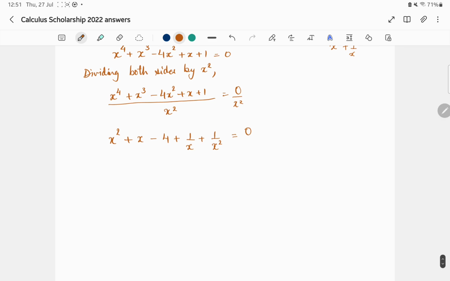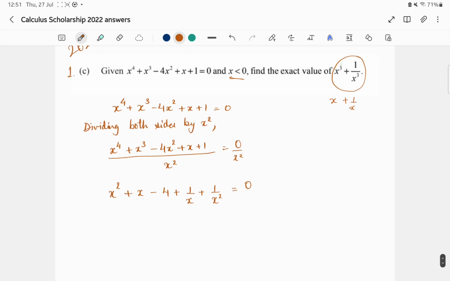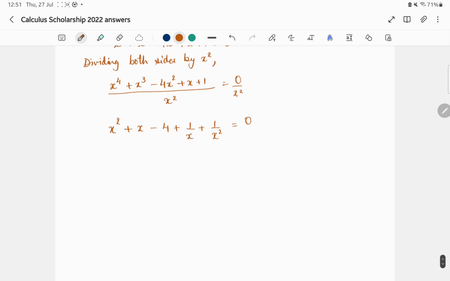Now let's pair them together. So here x cubed goes with x cubed. So because in this equation we have x squares, let's put x squares together. So it's x squared plus 1 over x squared together, plus x plus 1 over x together, and minus 4 is equal to 0, right?